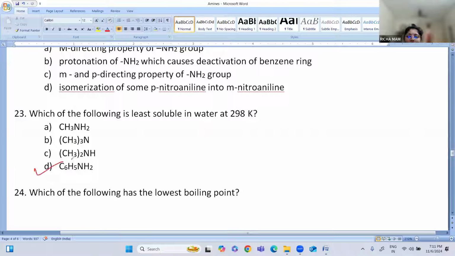Remember that aromatic amines are insoluble in water. Why? Because of the larger hydrocarbon part, which tends to retard the formation of hydrogen bonds. So whenever you compare aromatic compounds with aliphatic amines, the aromatic compounds are the least soluble in water. So option number D is the answer. Remember that.